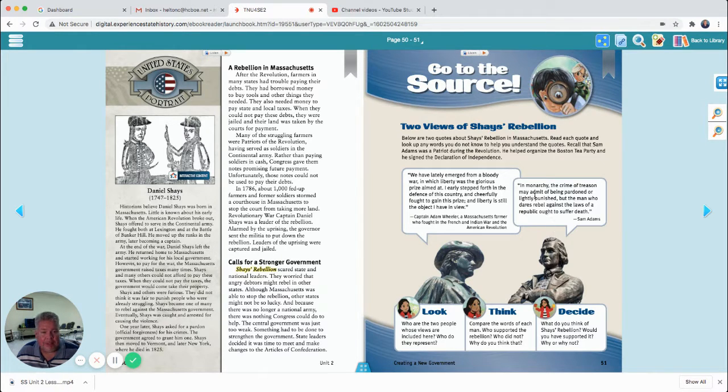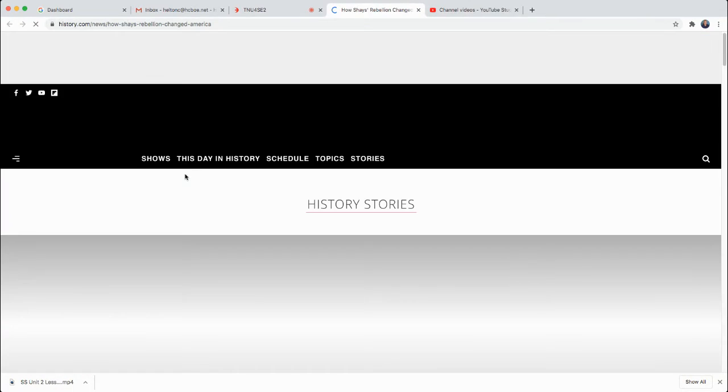Sam Adams says, "In monarchy, the crime of treason may admit of being pardoned or lightly punished, but the man who dares rebel against the laws of a republic ought to suffer death." So he says, you guys want to rebel against our brand new country? You should die. Wow, Sam Adams, he's one of the guys of the Sons of Liberty, so I'm surprised he said that. Well, we've got these two views, and we've got Daniel Shays.